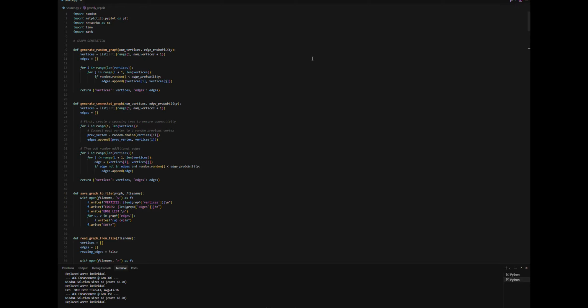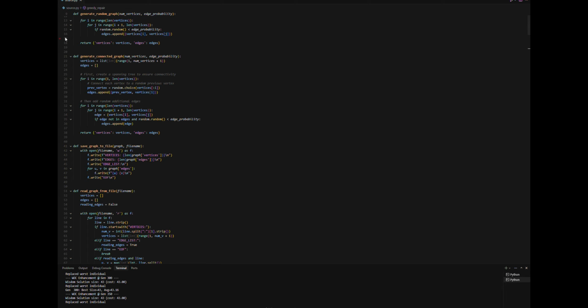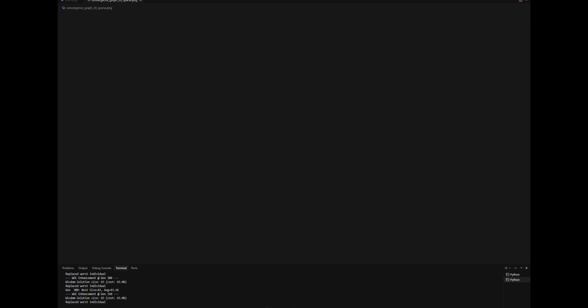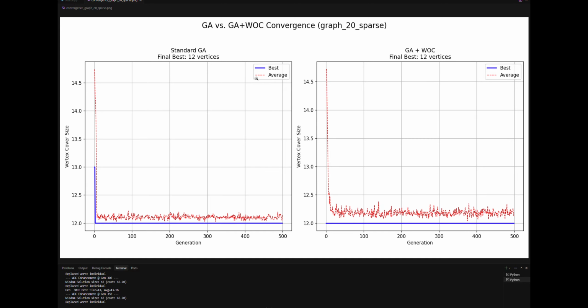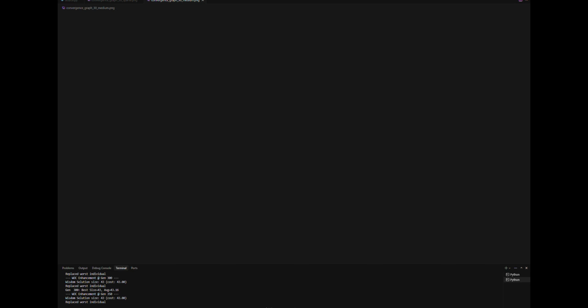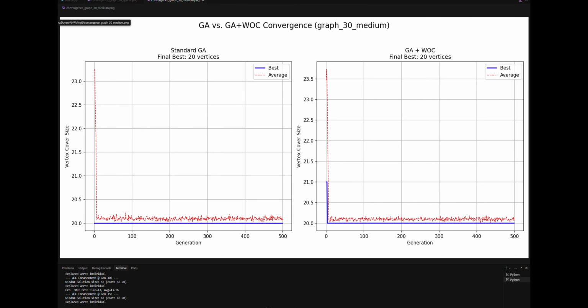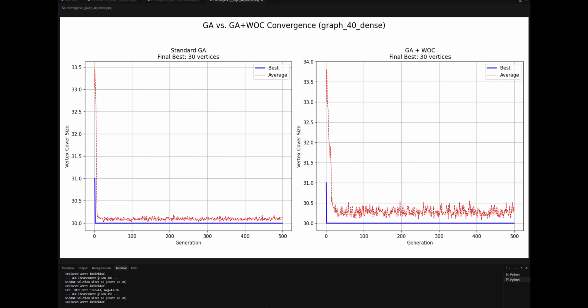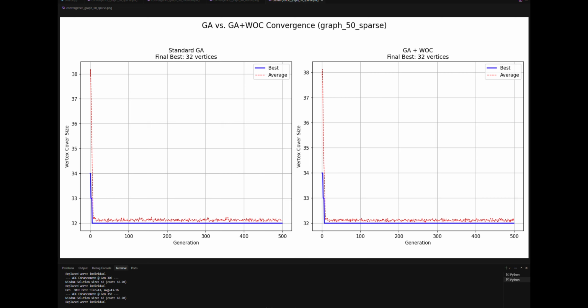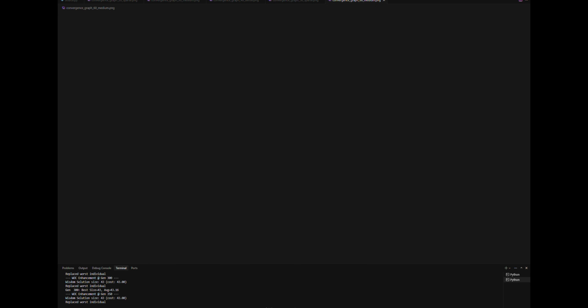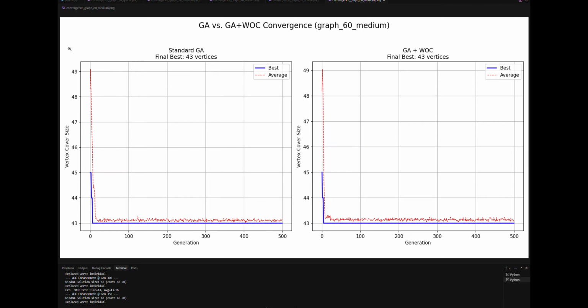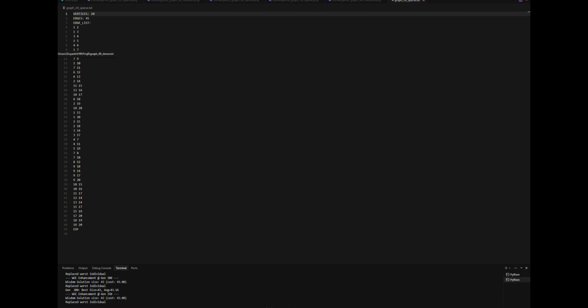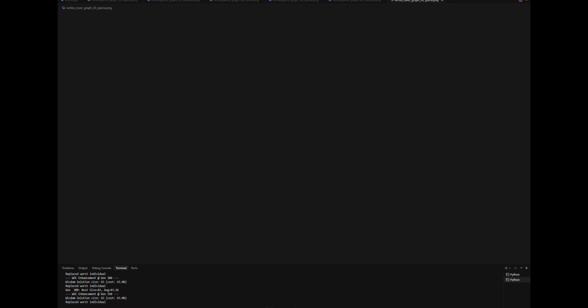I also want to show that our program generated different graphs. This is the comparison convergence graph for 20 vertices, 30 vertices, 40, 50, and 60. As mentioned earlier, we are comparing the two algorithms on the same data, so we can compare them fairly.